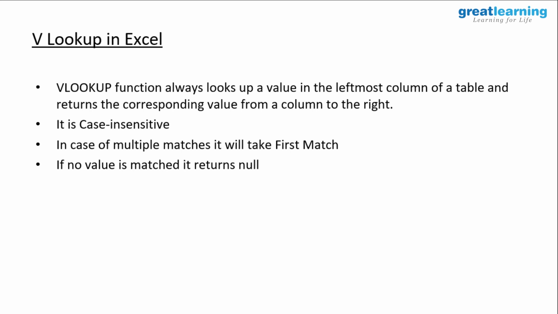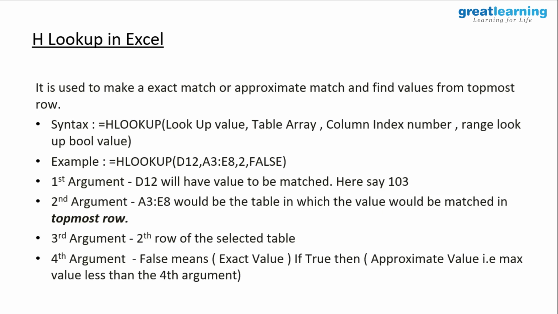Say, for example, if I am searching for 34 and I have 34 two times in my leftmost column, whichever 34 on whichever row comes first, it would select that and display that particular value. If there is no match, it won't display anything. It would return null. This is exactly how your Hlookup works. The difference is just that it checks the topmost row.